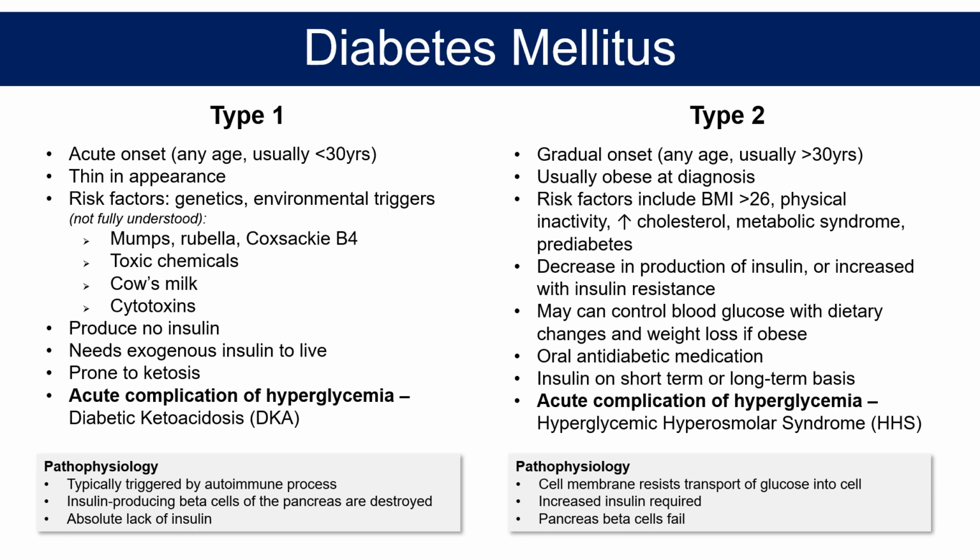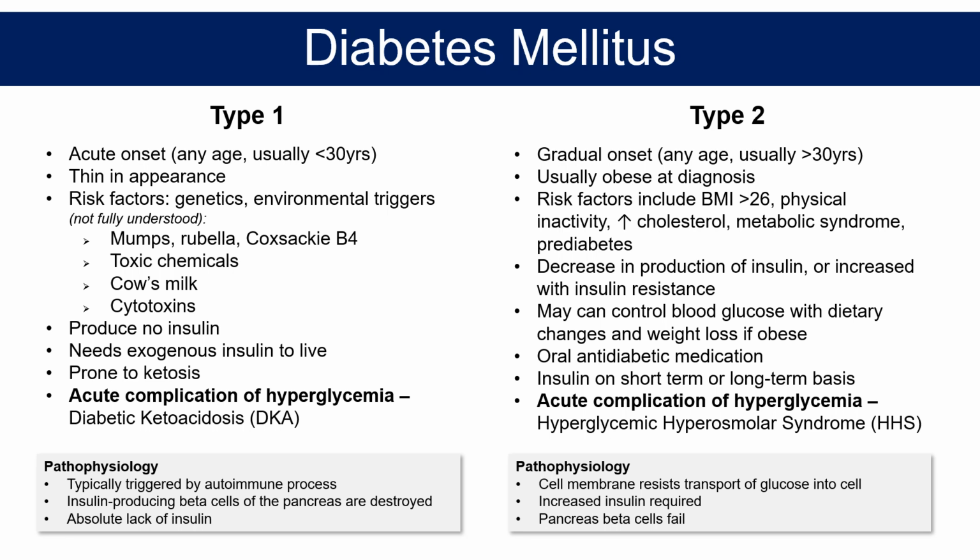Risk factors include genetics and environmental triggers, and this is not fully understood. We are not 100% sure on why this happens. This is an autoimmune response where something triggers our immune system and it attacks our beta cells in the pancreas, and the pancreas ends up no longer being able to produce insulin. So some environmental triggers they believe to play a role in this are mumps, rubella, toxic chemicals, possibly cow's milk, and cytotoxins. So with type 1, these patients produce no insulin.